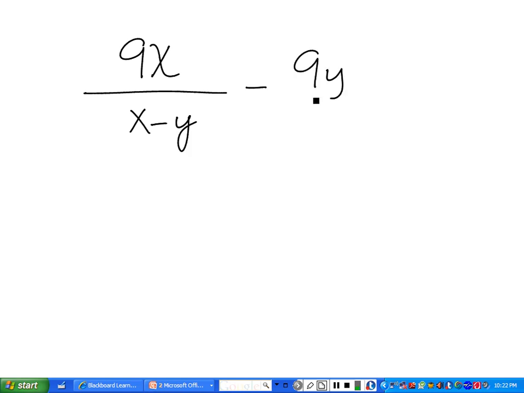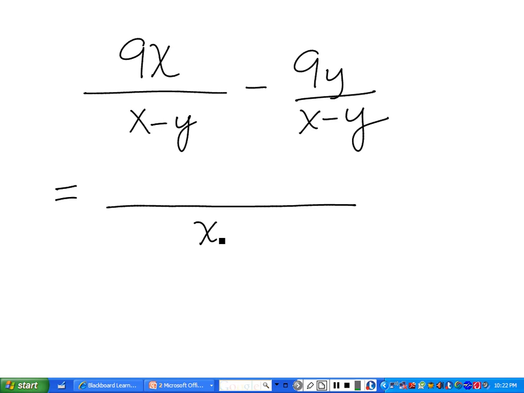Okay, let's try 9x over x minus y minus 9y over x minus y. So we're subtracting fractions, and if you notice, the denominators are already the same, so no need to find the LCD. The LCD is already given to us. It's x minus y. We only need to combine the numerators. So we have 9x minus 9y. Now, notice that in the numerator we can factor. How can we factor 9x minus 9y?